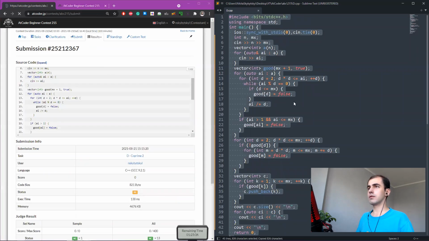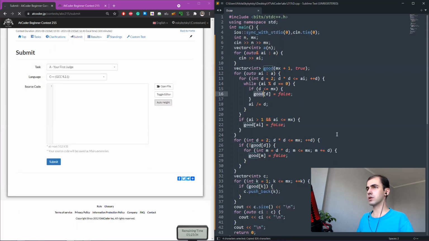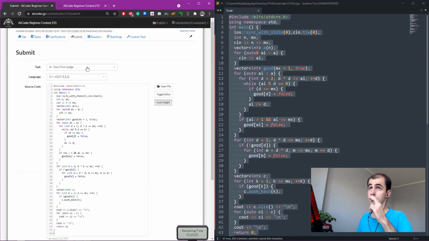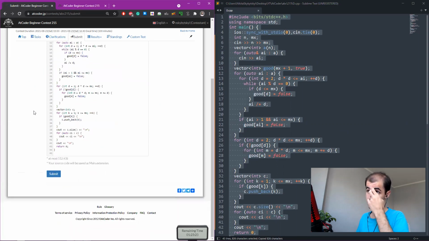So hopefully now it should work, right? Because what else can go wrong? Obviously we had a mistake when going out of the bounds. Hopefully we are not doing that anymore. Good is of size mx plus 1, therefore we check that it's less than or equal to. Yeah, okay, let's submit this one.